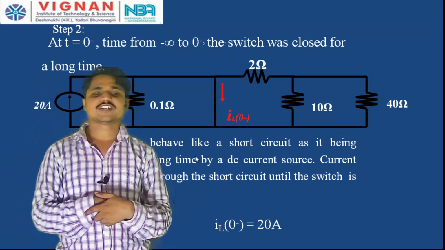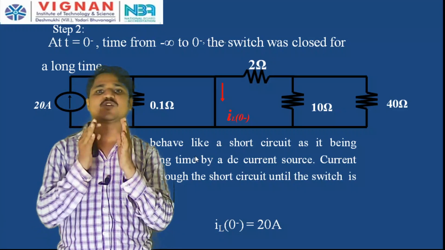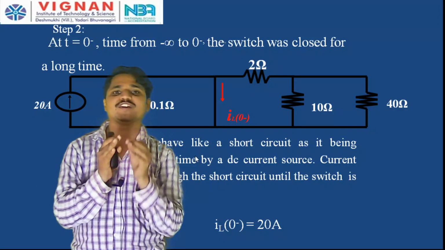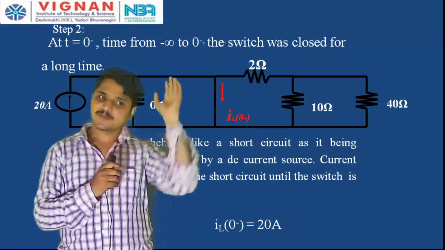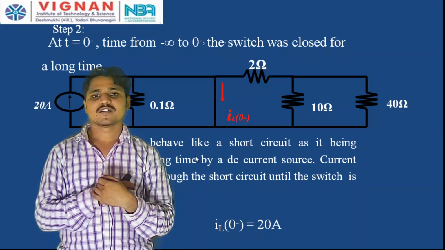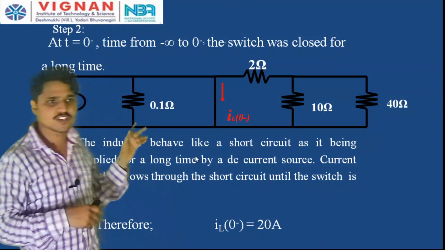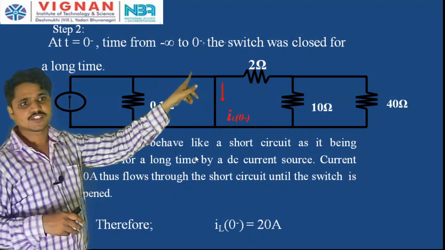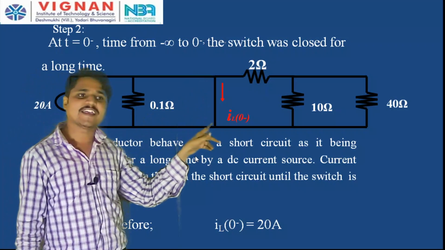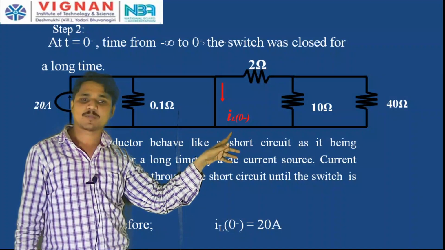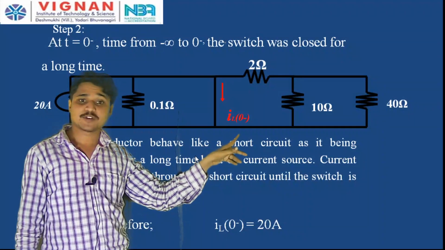Now, step 2. We found the time constant in the first step. Step 2 is at t equal to 0 minus, the time from minus infinity to 0 minus. The switch was closed for a long time, as I told you already. Now, we have to find the current flowing through the inductor, i L of 0 minus. i L of 0 minus means before the switching action, t less than 0. That is the reason I put 0 minus here.